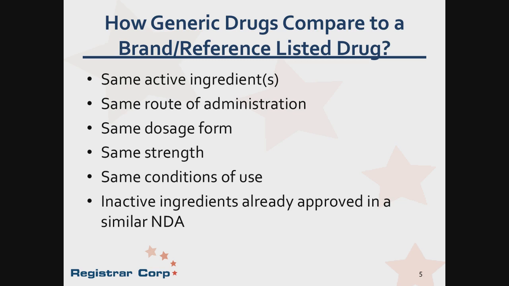A generic drug is a drug product that has been approved under an abbreviated new drug application that is comparable to a brand or reference listed drug approved under a new drug application in dosage form, strength, route of administration, quality, and performance characteristics and intended use. These are the drugs on the market that typically cost less to the patient versus a brand name drug.